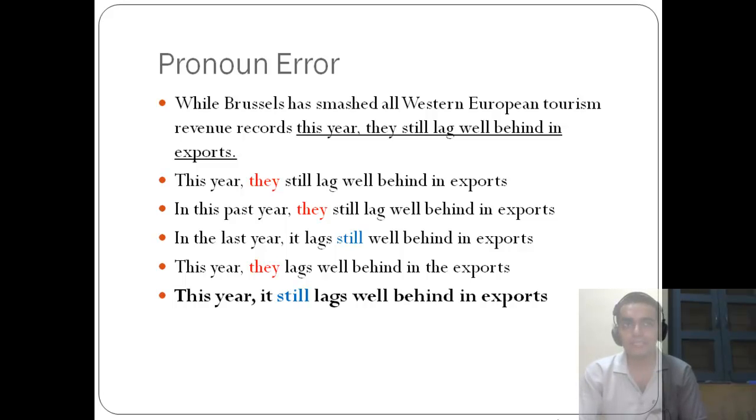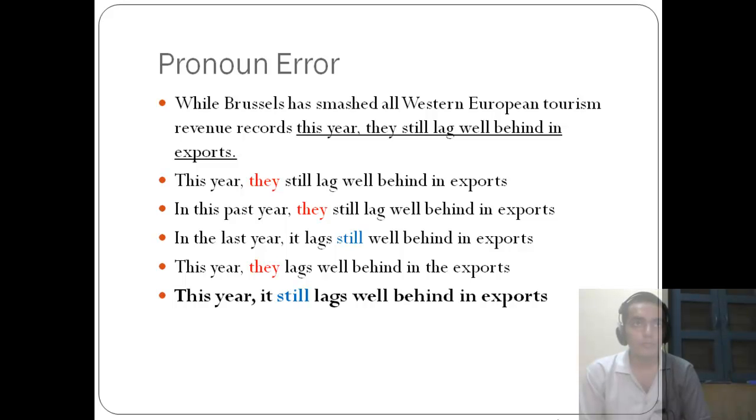So the they thing goes out and it comes in, and we are left with two options in the last year. It still lags well behind, or it lags still well behind. So it still lags well behind is the right way to put it, because still comes before lags. We know that by our idiomatic knowledge.